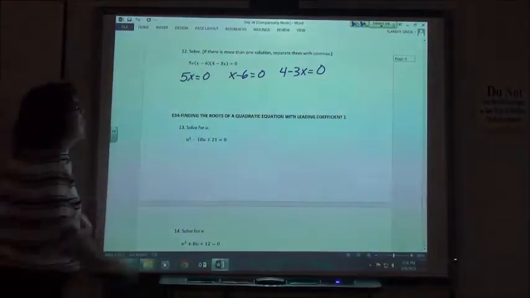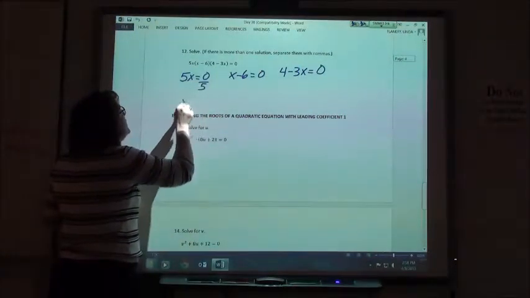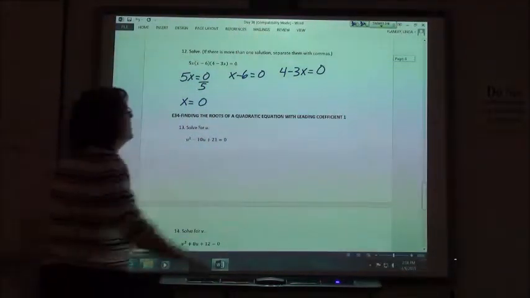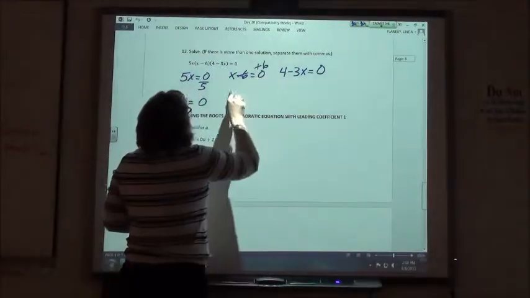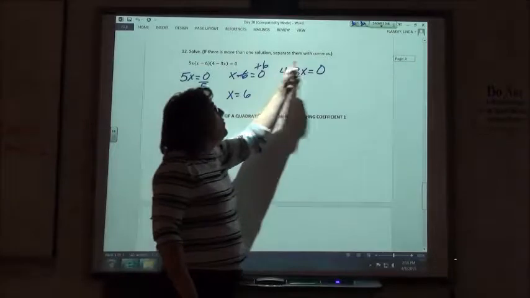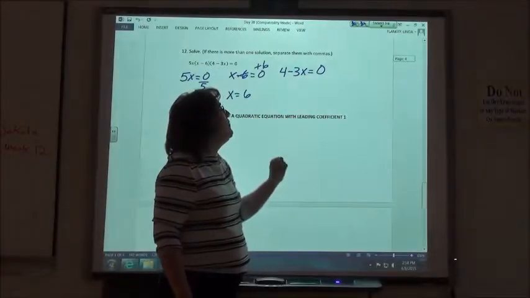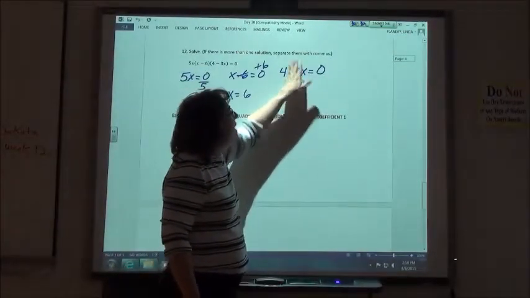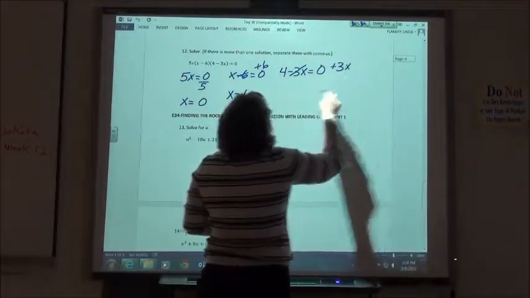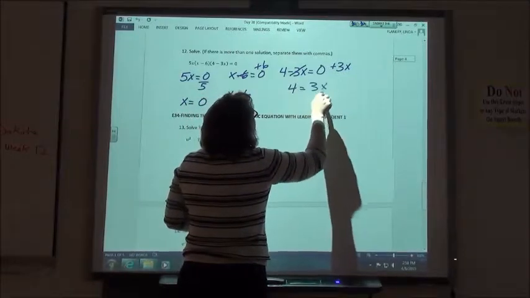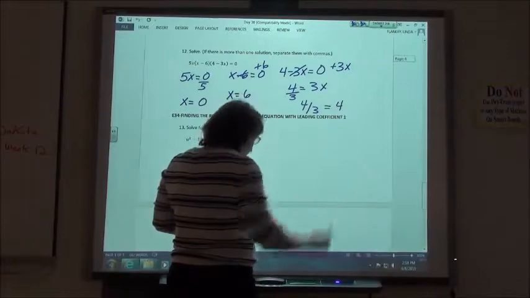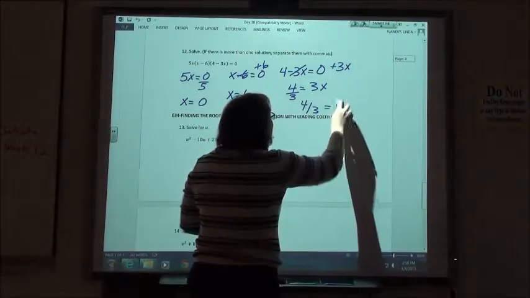So on the first one, I'm going to divide by 5. 0 divided by anything is still 0. This one, I'm going to add my 6, so x equals 6. This one again, you could move the 4 first and divide by negative 3. If you happen to recognize this as negative, you might want to just move the x over. That makes that positive 3x. 4 equals 3x, and when I divide by 3, 4/3 is my answer.